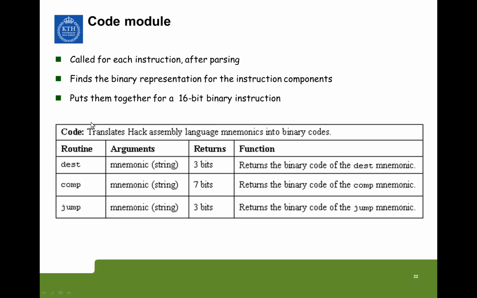And so if it's an A instruction, it's simply starting with a 0 and then the binary value following it. For the C instruction, it's starting with 111, and then the 3 bits for the destination, the 7 bits for the computation, and the 3 bits for the jump have to be filled in.